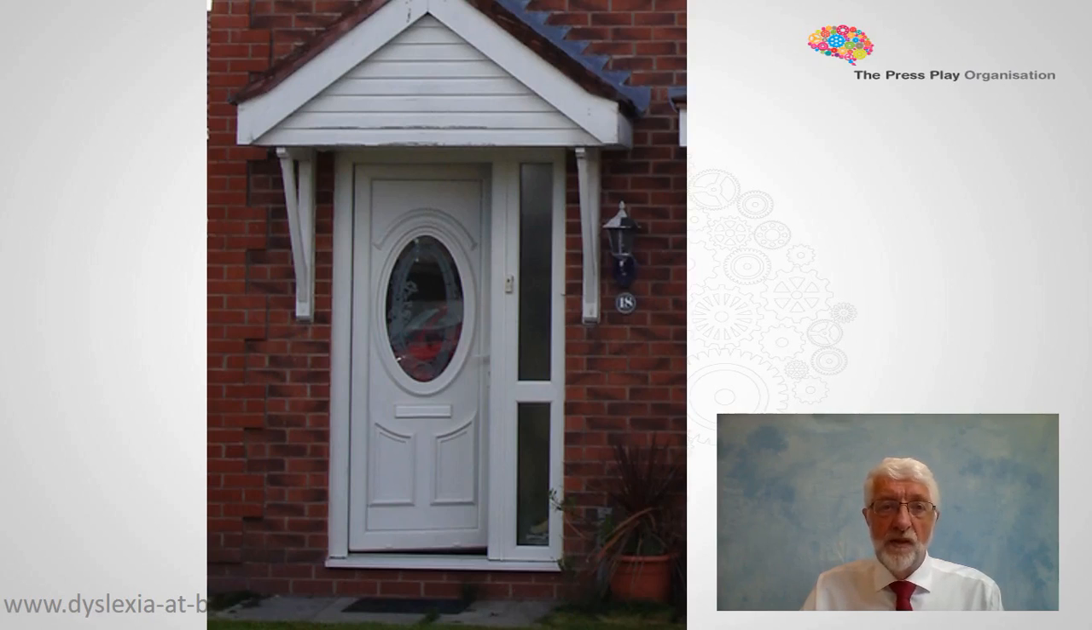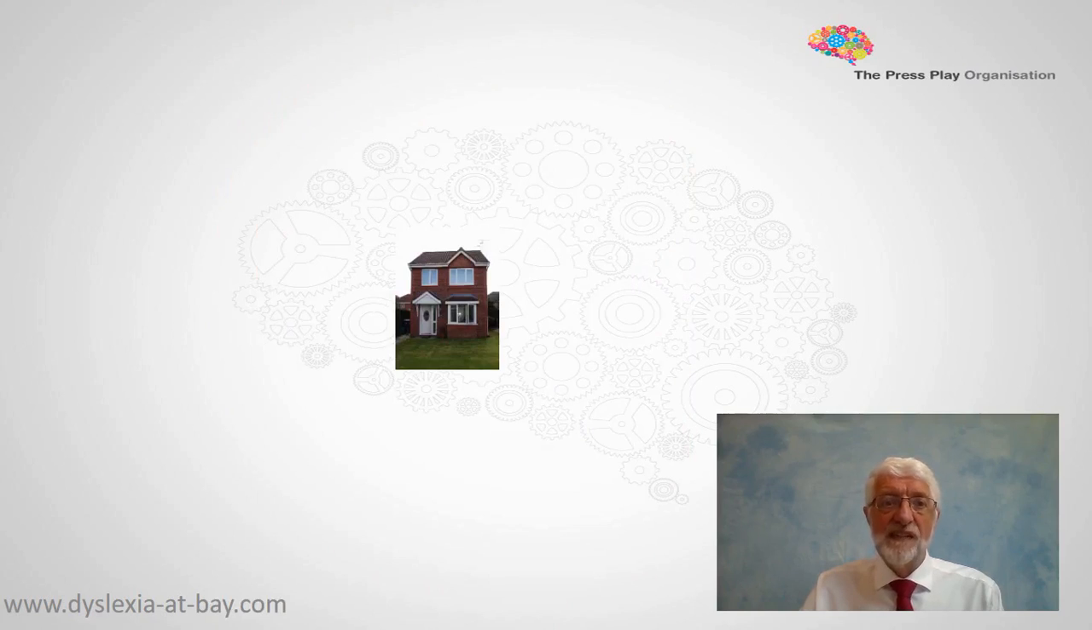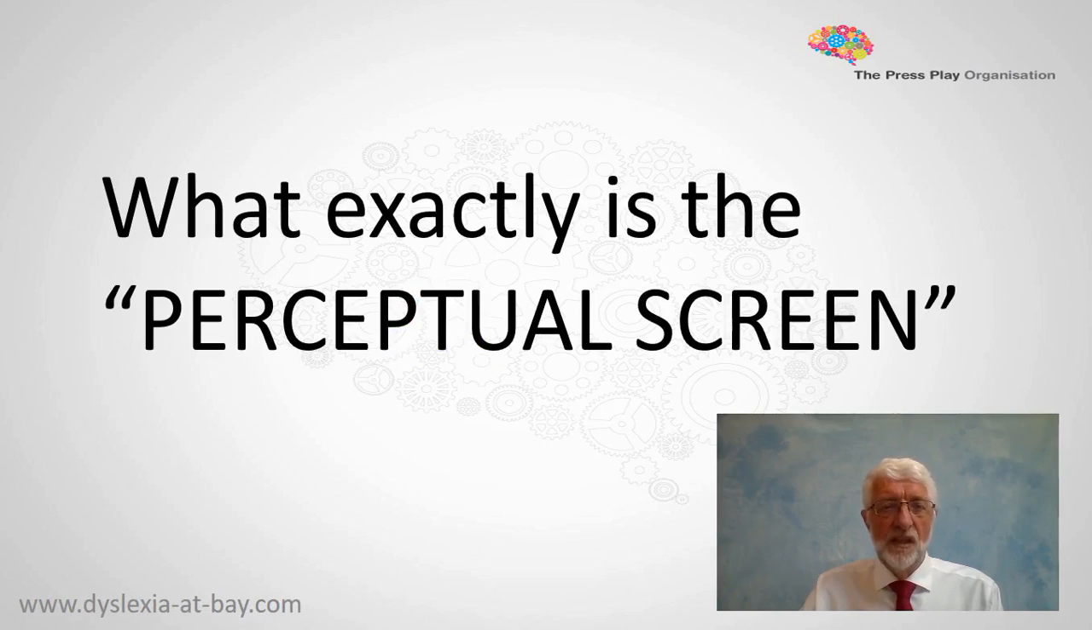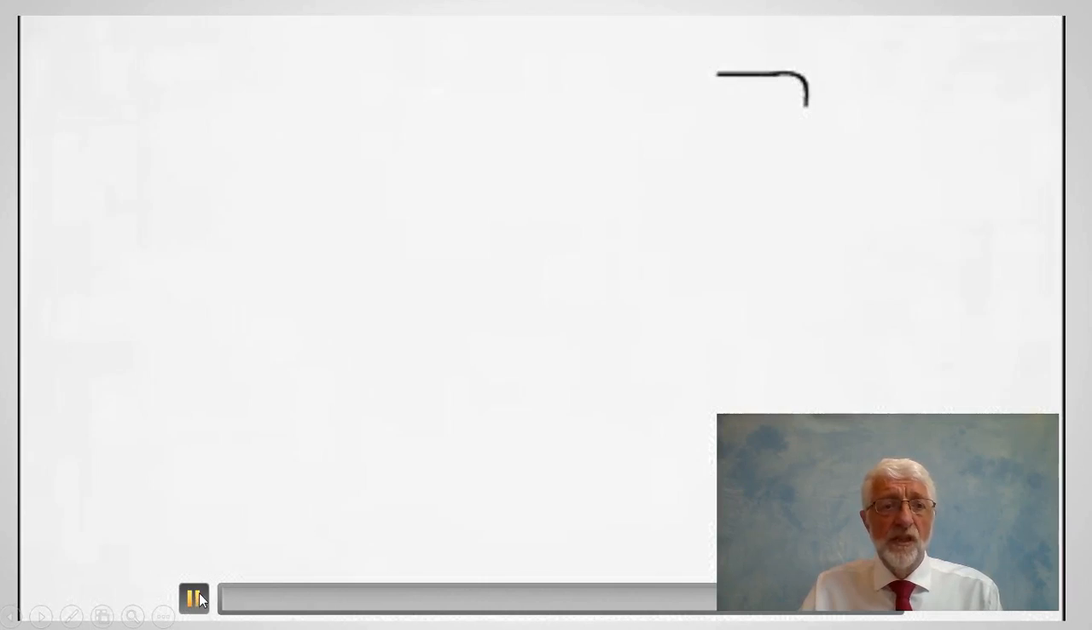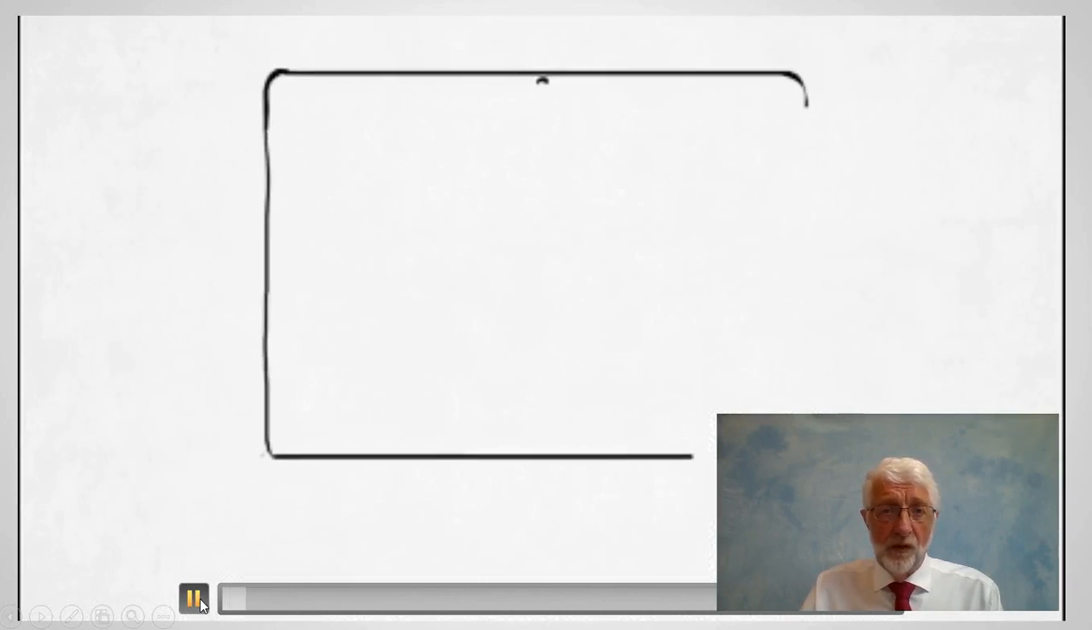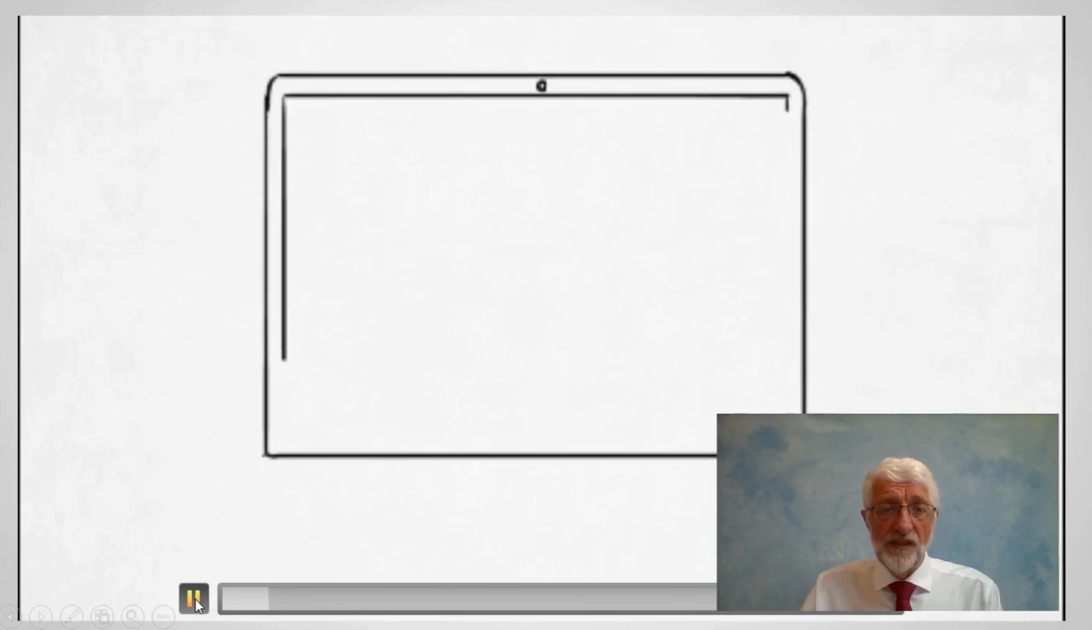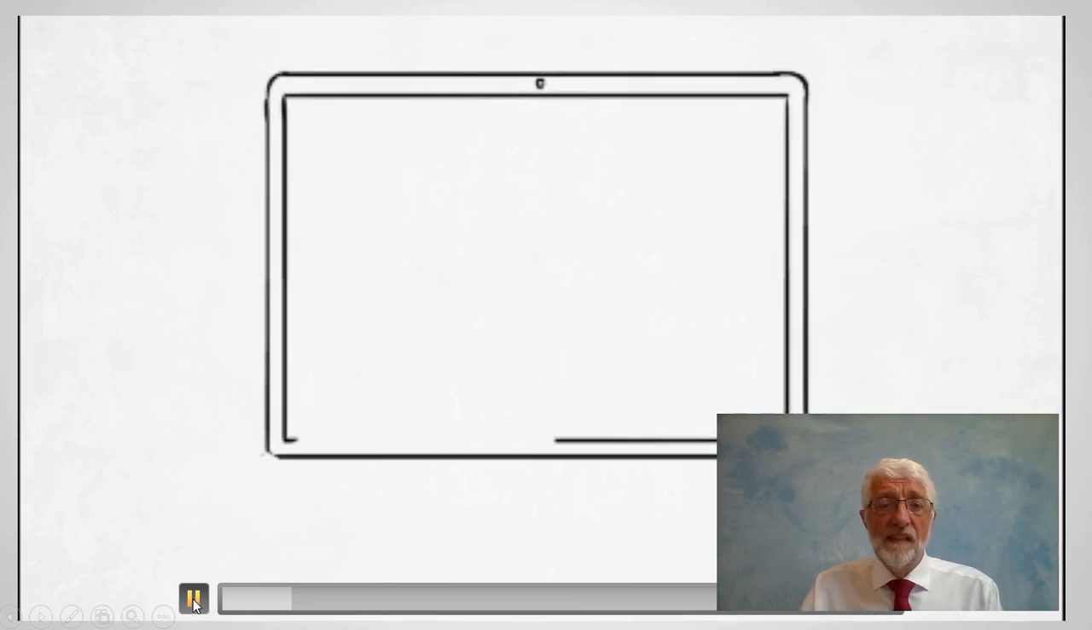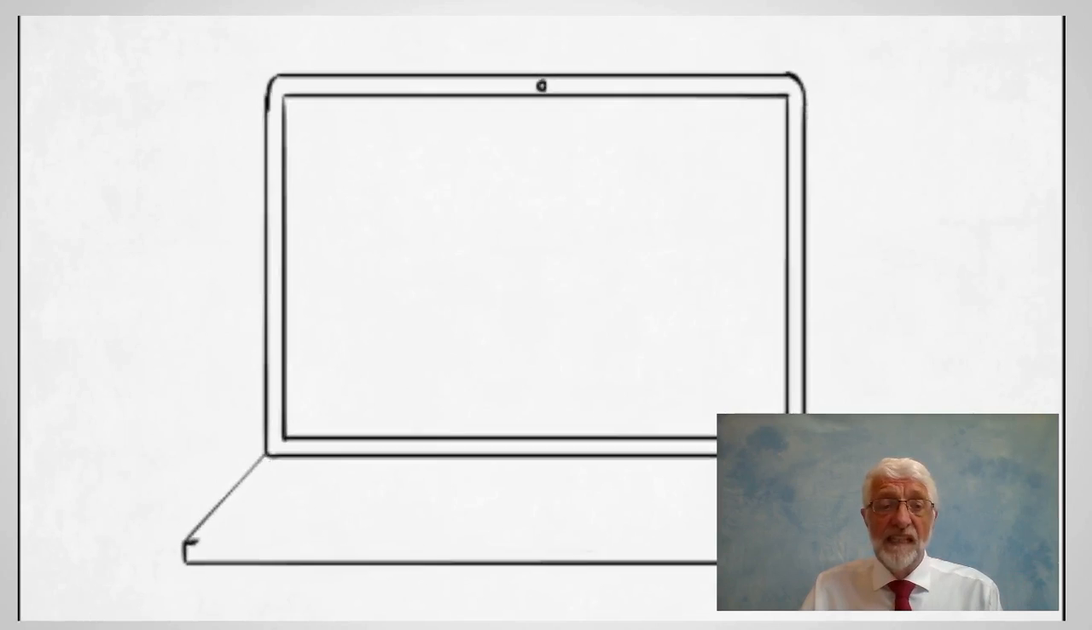How can we do that? Because we've made a big picture instead of a small picture. So the importance is in the size and detail of the picture. So what exactly is this perceptual screen? Well, if we look here, you're looking at this video on a computer. Here we have the computer screen. And in front of the computer screen, you probably have a keyboard.